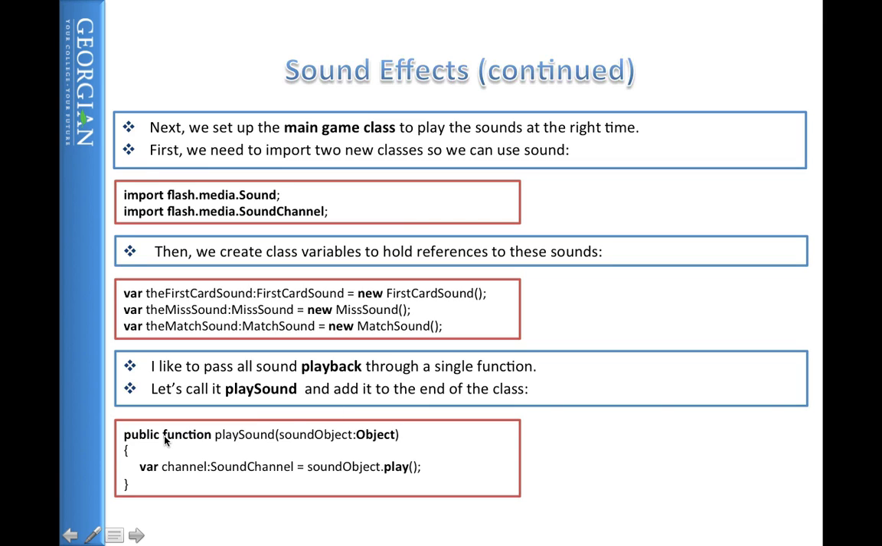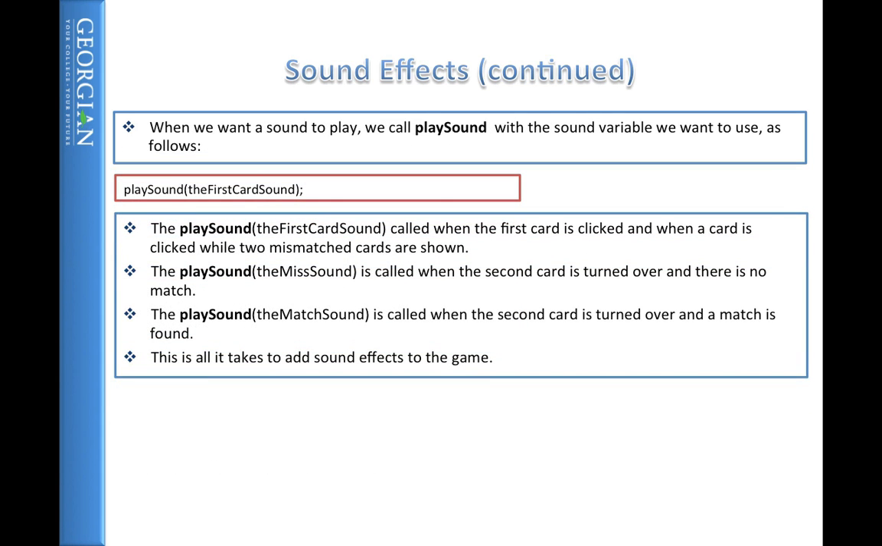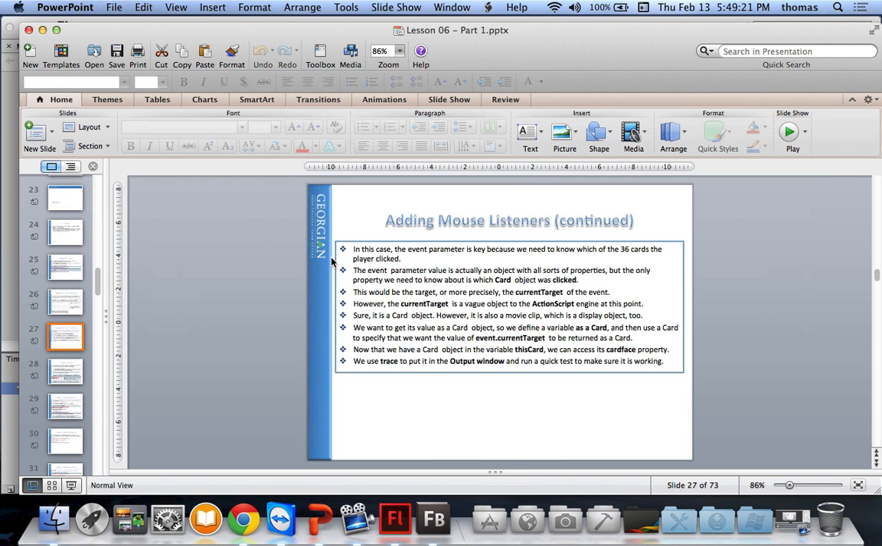So we make a generic sound object, and if you notice, in this case, instead of an event or some kind of specific object, we're receiving an object, a type object, which means any kind of object. And whatever the sound object is, we're going to play it. So instead of making 3 different functions to play the sound object, we only have 1. We're going to send that sound to be played. So again, we're going to play sound, the first card sound, play sound, the second card sound, or the miss sound, play sound, the match sound. Every time you play the different sounds, you play it based on the sound that you're doing.